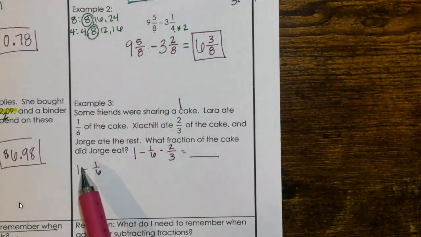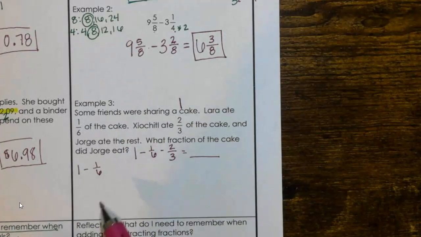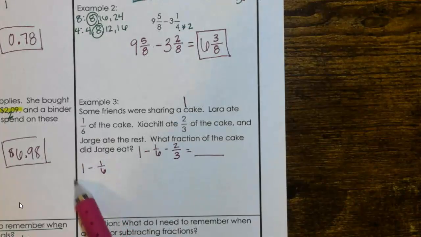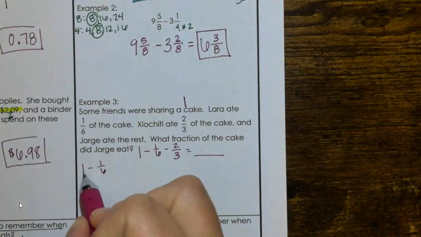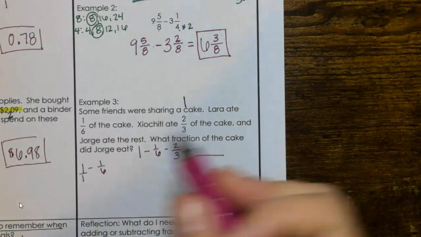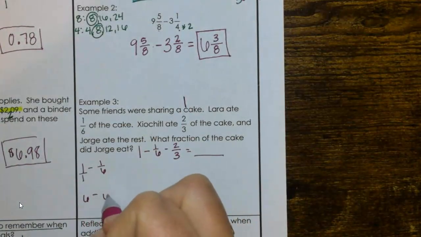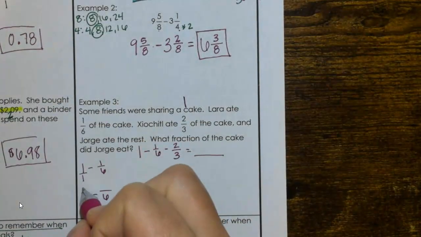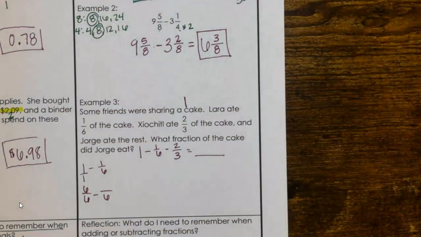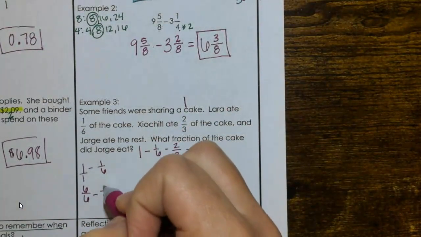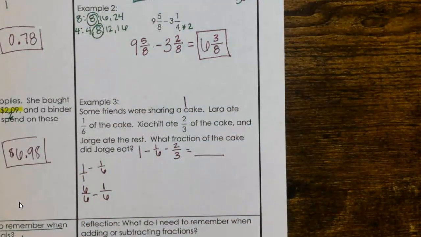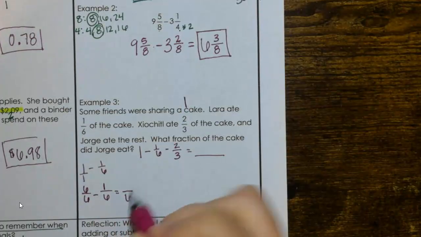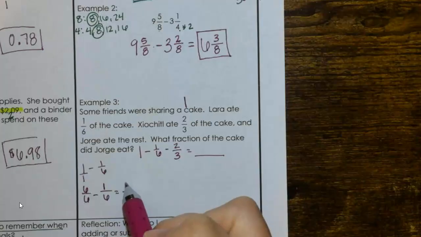Well, I need a denominator of 6. Remember, a fraction is 1 whole when the numerator and denominator match. So I can rewrite this as 1 over 1. And then I need a new denominator of 6. How do I get from 1 to 6? Times 6. So 6 over 6 would give me the 1 whole. My fraction on the right side stays because it already had a denominator of 6. So now, since my denominators are the same, I can subtract my numerator. 6 minus 1 is 5.